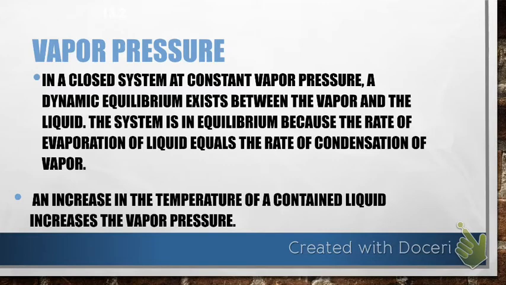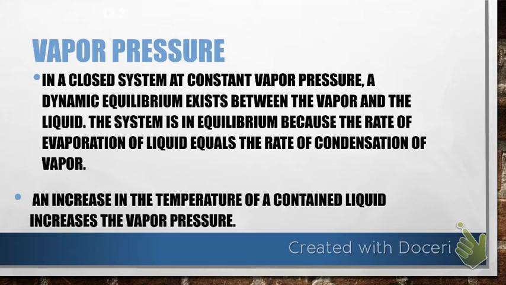So when you're working in a closed system and you have this constant vapor pressure, vapor and liquid are going back and forth in equilibrium. In a closed container, when the rate of evaporation equals the rate of condensation, you're going to have a constant vapor pressure. That's going to stay the same, and you're going to have dynamic equilibrium.